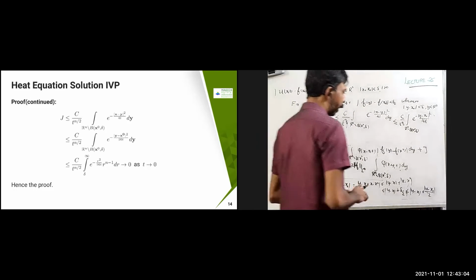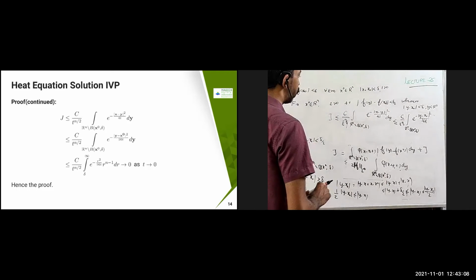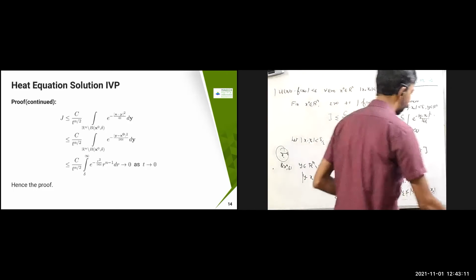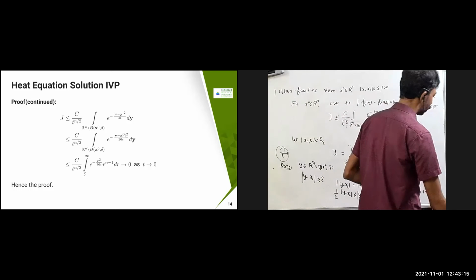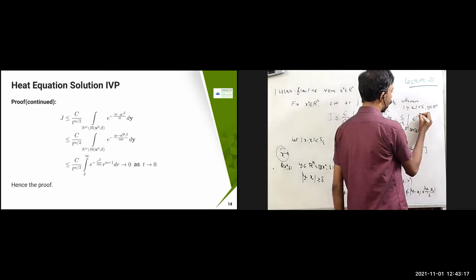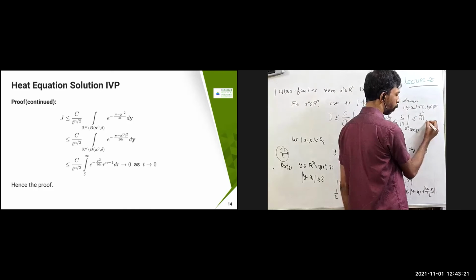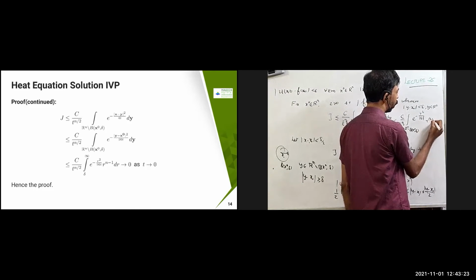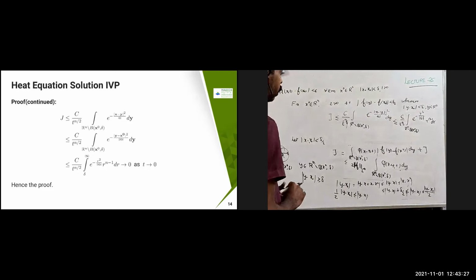So this one I'm just going to put r equal to mod y minus x0. Then this y minus x0 whole square becomes r square by 16t, and I apply the substitution for dy, which is going to become r to the power n minus 1 dr using the radial integral. Okay, this is going to be done.